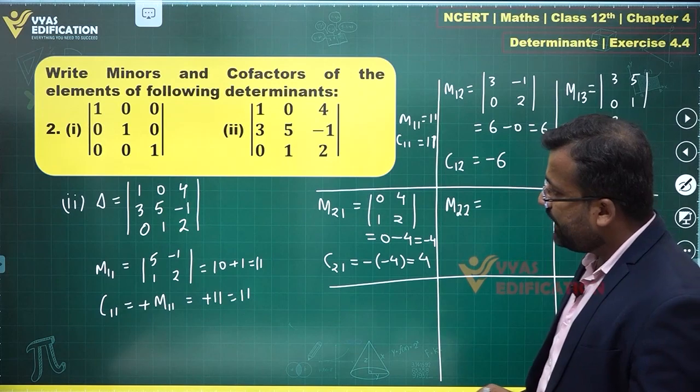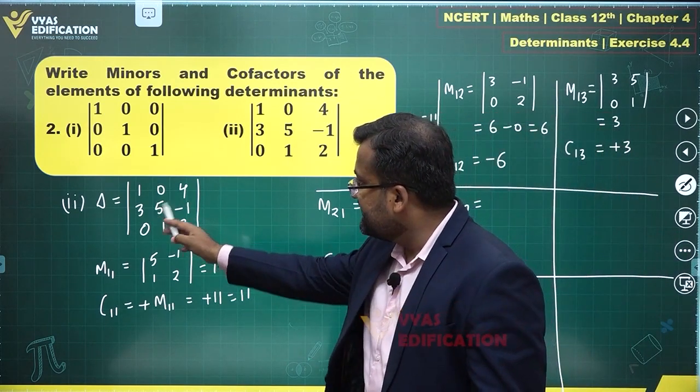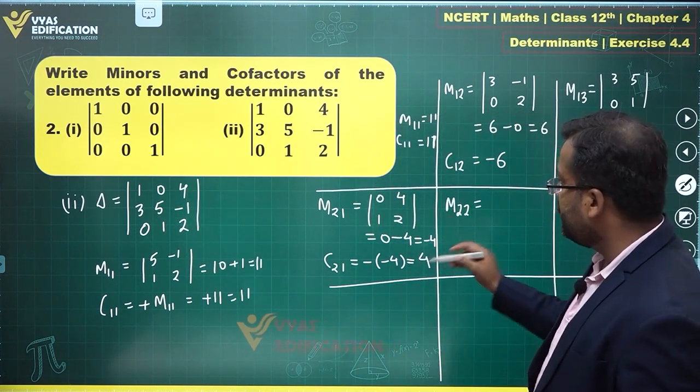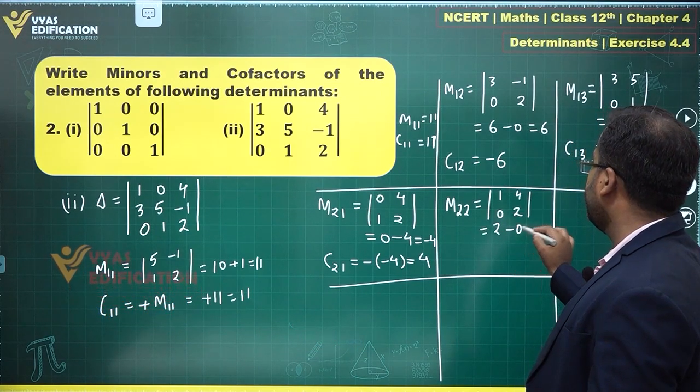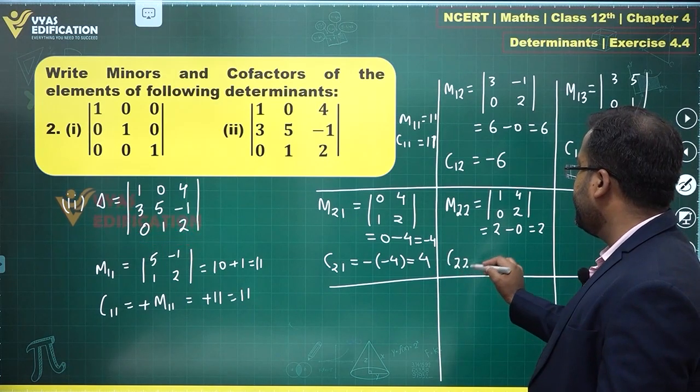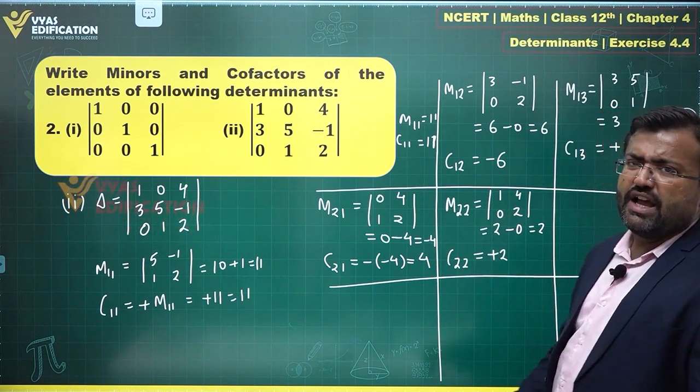Next, let us find M22, which is equal to what? M22 will be, eliminate the second row and the second column. What you get is 1, 4, 0, 2. And this will be equal to 2 minus 0, which is simply 2. C22 will be equal to plus 2. That's what you'll have, right?